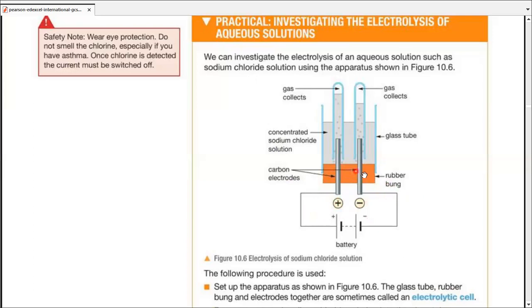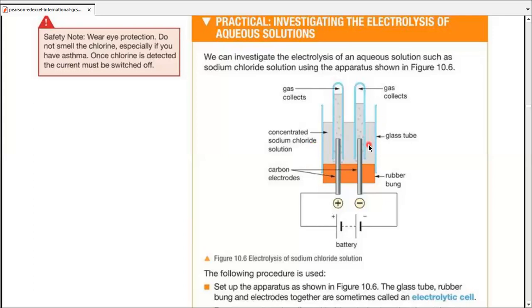We have carbon electrodes, we have a rubber bung, we have a glass tube in which we have a concentrated sodium chloride solution. Remember, the concentration would matter. As soon as we go a little ahead, you would see that concentration matters a lot. And the products of concentrated solutions and dilute solutions are going to be different.